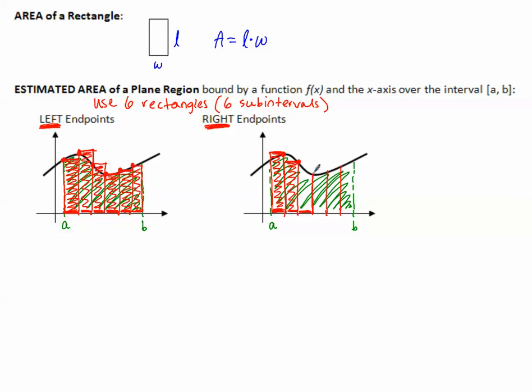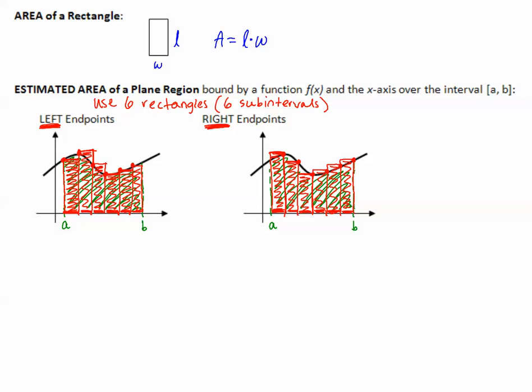Third subinterval on the right, there's the height. Fourth subinterval on the right, there's the height. And last subinterval on the right, there's the height. Oh, not the last. This is the last one. Up on the right, and there's the height. So they look different, but we still have some overestimating, some underestimating, and overall the 6 rectangles is better than 1 rectangle.